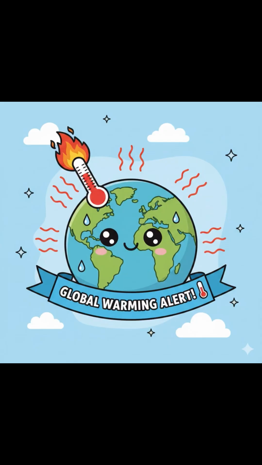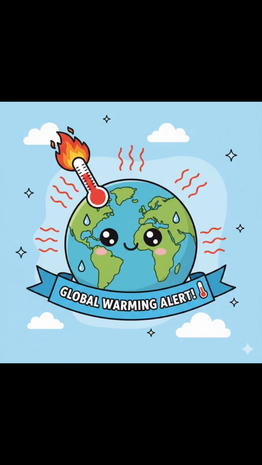Global warming is caused by the greenhouse effect, where gases like carbon dioxide, methane, and nitrous oxide trap heat in the atmosphere. This leads to rising temperatures, melting glaciers, and extreme weather events like storms and heat waves. Reducing emissions from vehicles and industries, planting trees, and using renewable energy helps slow global warming.